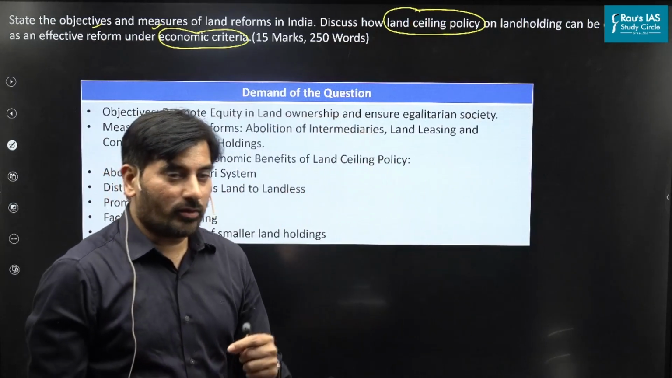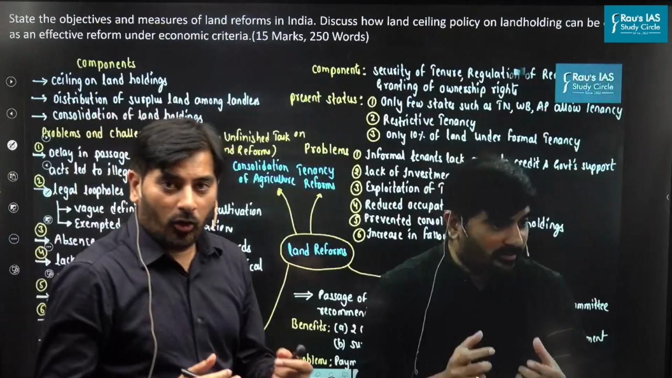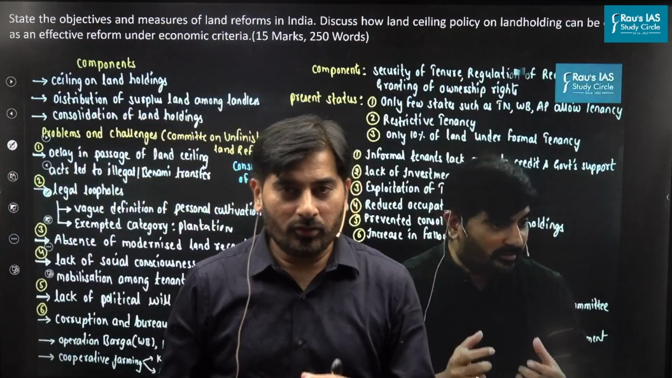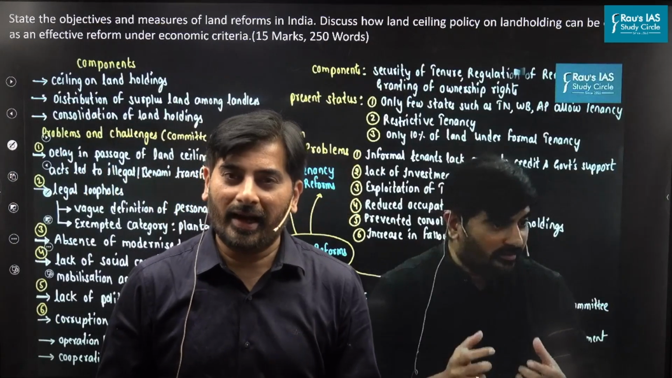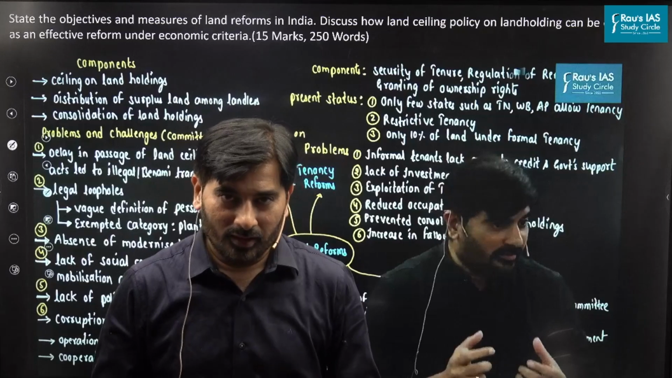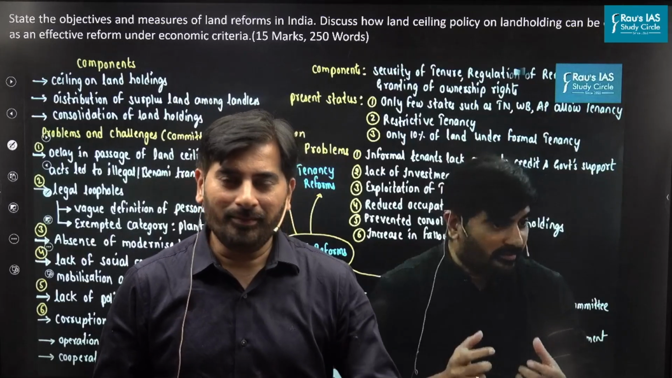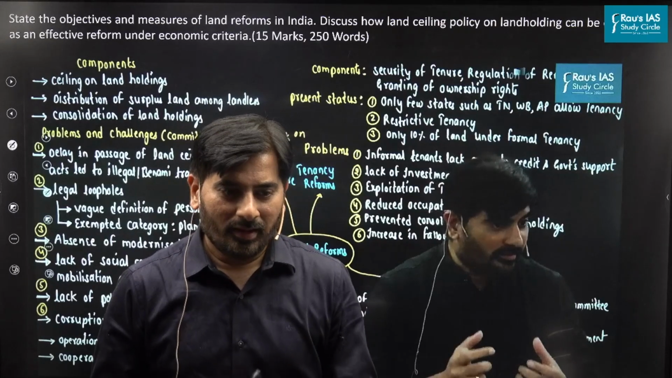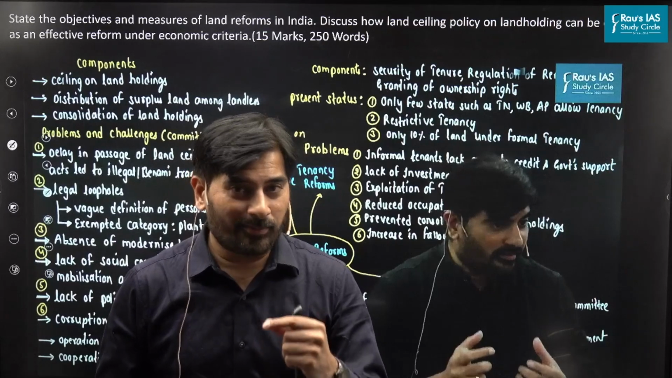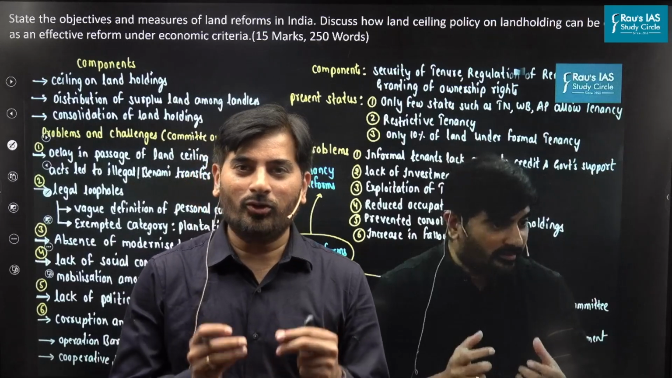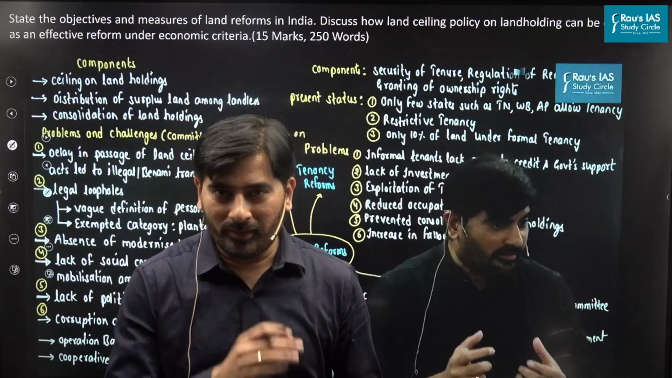With respect to the land reforms policy of the government, I hope everyone knows that during the British time, the British had introduced three land revenue settlement systems, which included the Zamindari system, Ryotwari system, and Mahalwari system. These land revenue settlement systems had proved to be exploitative, and they led to concentration of land in the hands of only a few people.